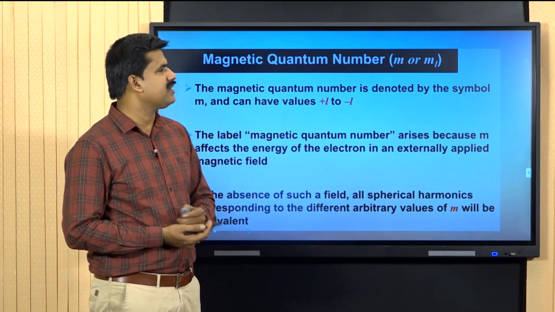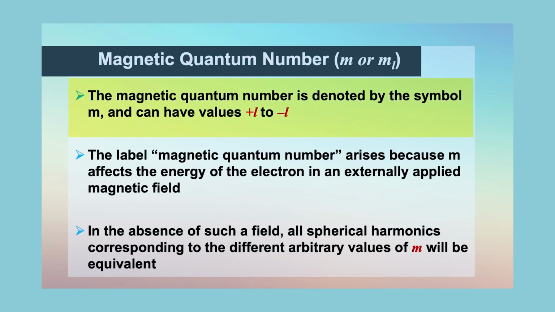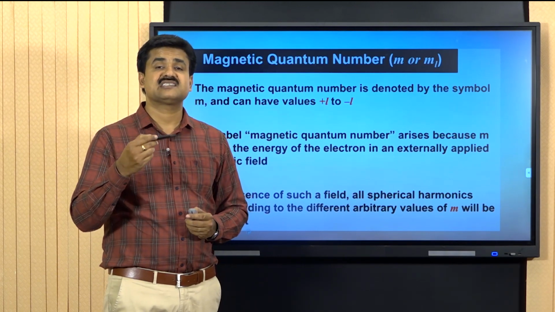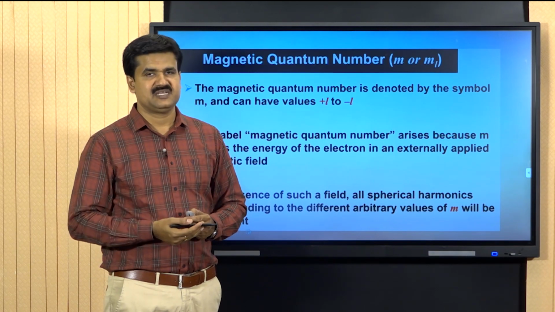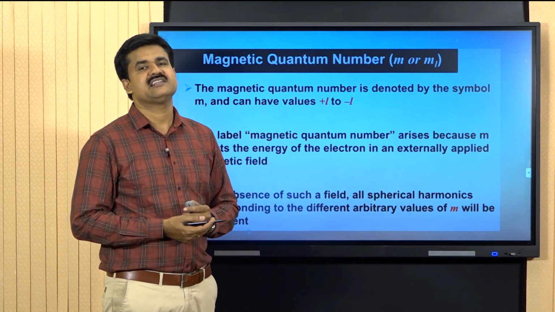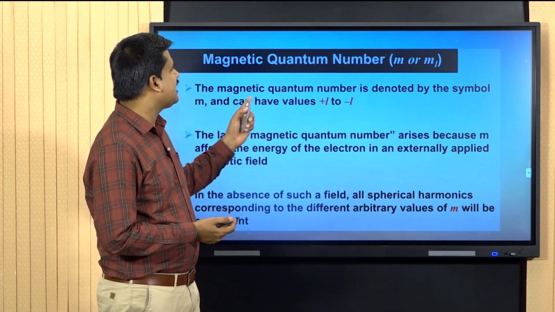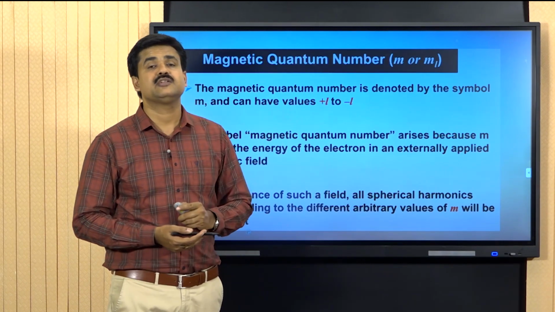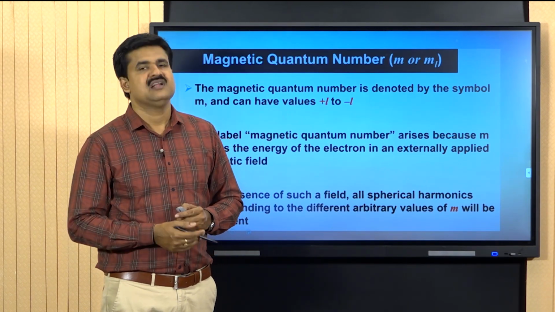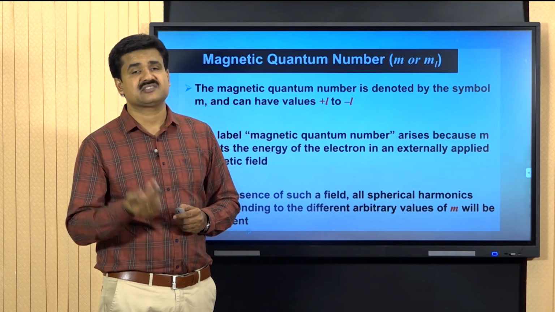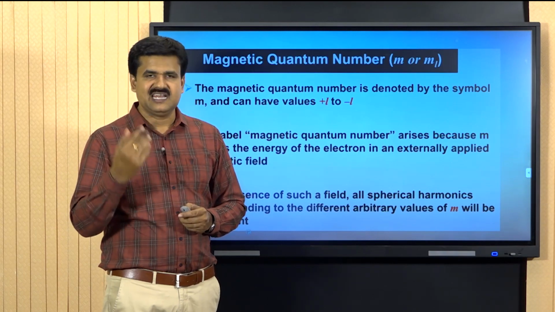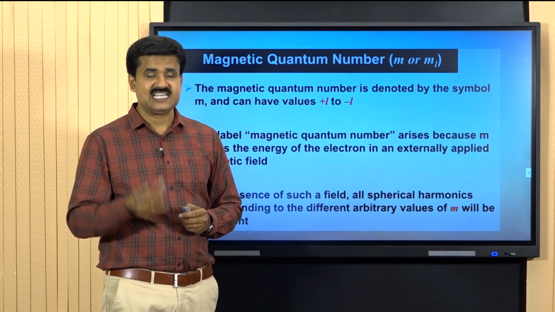The third quantum number, that is magnetic quantum number, m or ml. It is represented as ml because magnetic quantum number has some connection with the azimuthal quantum number. Hence, we sometimes notate it as ml. The magnetic quantum number is denoted by the symbol m and can have values from plus l to minus l including 0. That is, m can have a total of 2l plus 1 values. Values range from minus l through 0 to plus l. Let l is equal to 2. That represents the d subshell.